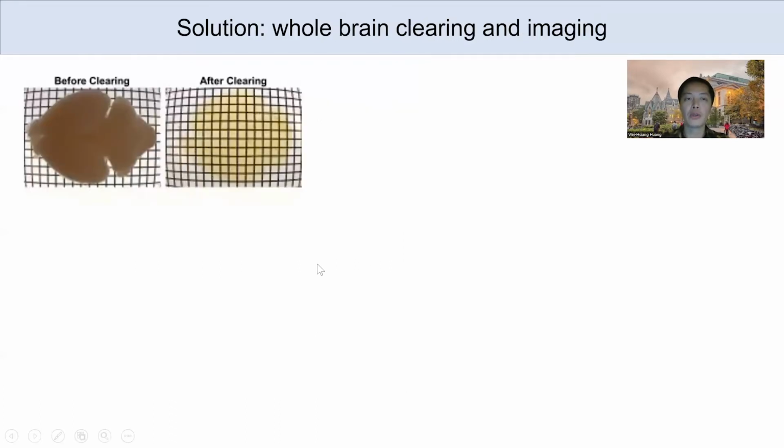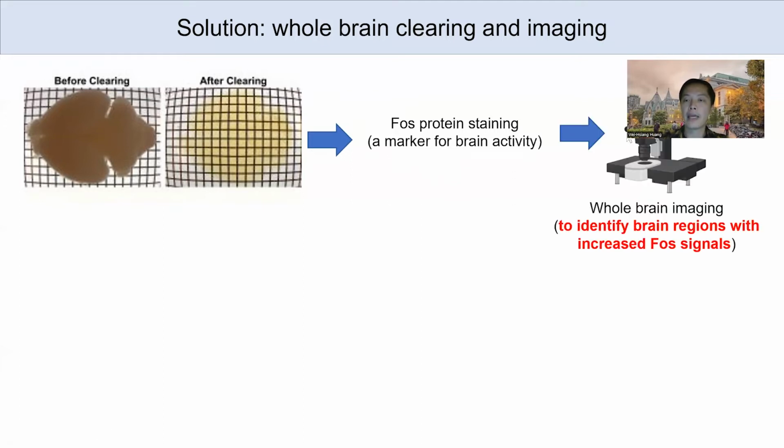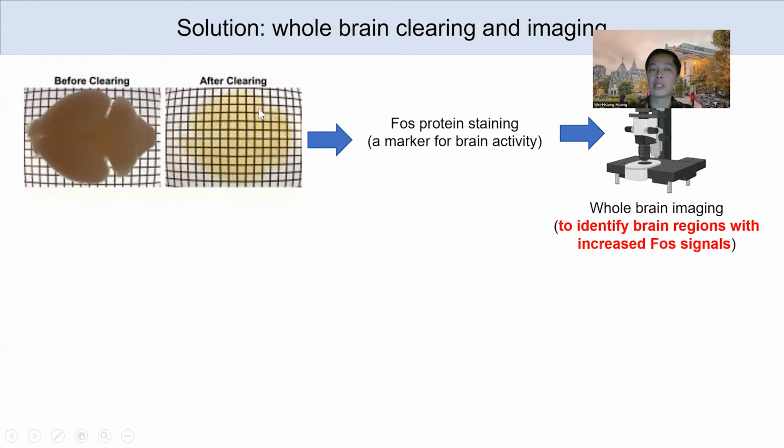To do this, we use a technique called brain clearing. Basically, as you can see here, this is the before and after clearing. We can clear the whole mouse brain to remove all the unnecessary lipids and do whole brain imaging and immunostaining. We stain for one protein called FOS, which is a marker for brain activity. If a brain region has too much FOS protein, that means that region has a lot of activity. After whole brain imaging, because the mouse brain is now clear, we can look at the whole brain and identify brain regions with too much FOS signal.